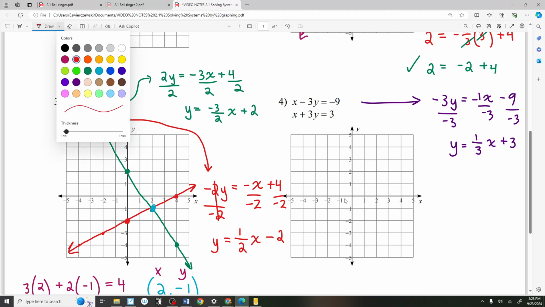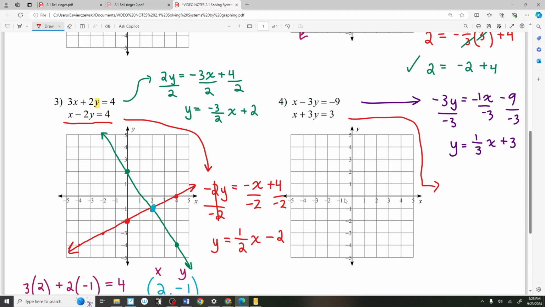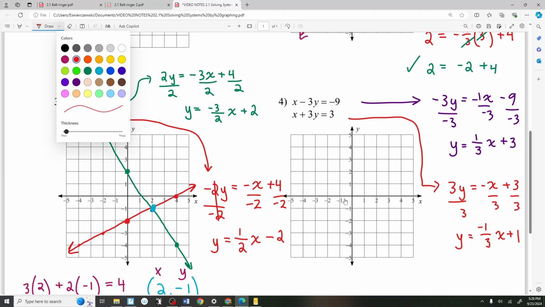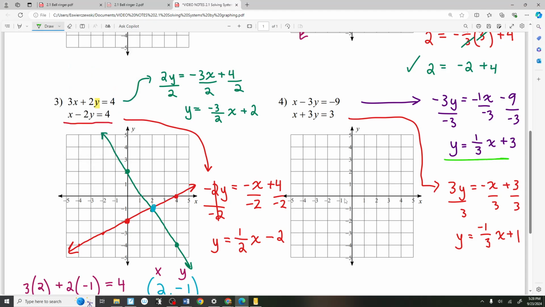Now I'm going to just convert this before I graph. So this would become 3y equals negative x plus 3, divide everything by 3, you're going to get y equals, there's like a negative 1 there, negative 1 over 3x, 3 divided by 3 is 1, and now I'm going to graph. So I'm going to graph this one. Y-intercept is 3, slope is 1/3.